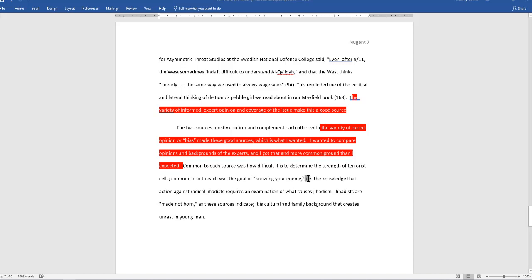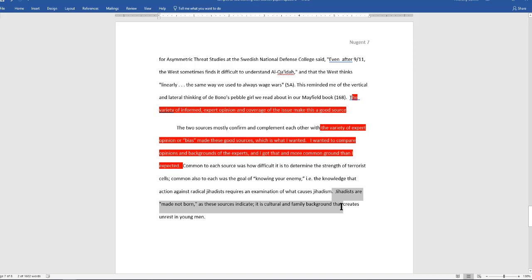That is, which is what this is, the knowledge that action against radical jihadists requires an examination of what causes jihadism. You got to go back to root causes, these sources say. Not because you're trying to be overly sympathetic to people who want to kill you, but because, as he finishes out, jihadists are made, not born. They were once children themselves. How were they raised? What happened to make them who they are?